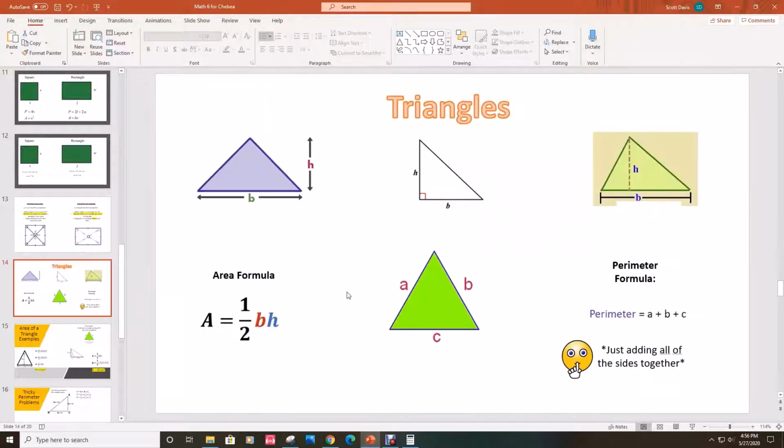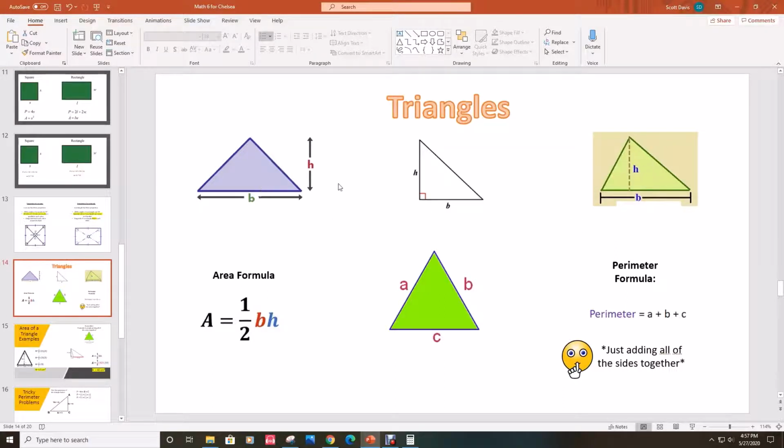And then when we move into triangles, we've got lots of different ways that they can present a triangle to you. Sometimes they might look like this. Sometimes they might look like this and have that 90-degree symbol in there where they're a right triangle because it ends in that corner right there at 90 degrees. They might have a triangle.